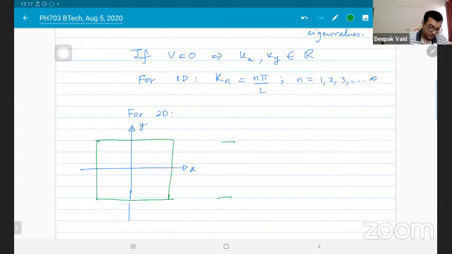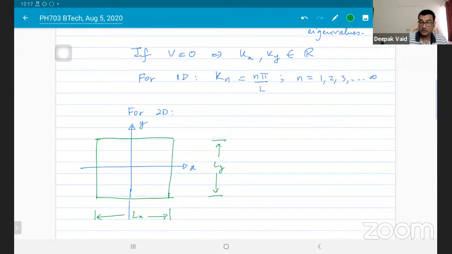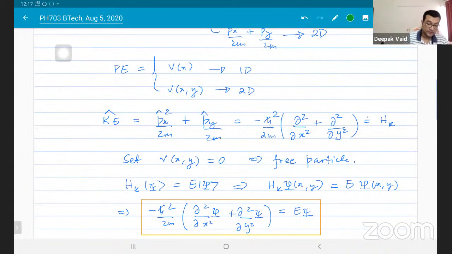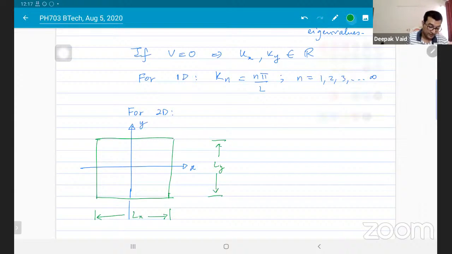So basically, you have a box whose width in one direction is Ly, and in another direction it is Lx. Okay. So now we are asking for solutions of our differential equation, and what are the values of the potential in this region inside the box.